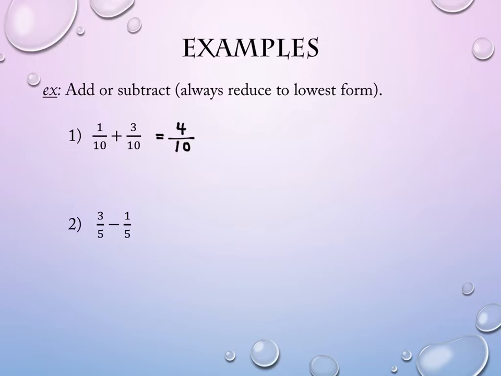If this were in reduced form, like that were as simple as it gets, we would be done, but it's not. 4 and 10 both divide by what? 2. Yeah, they divide by 2. So if we have the ability to reduce something, we will reduce it. And this one gives me 2/5.